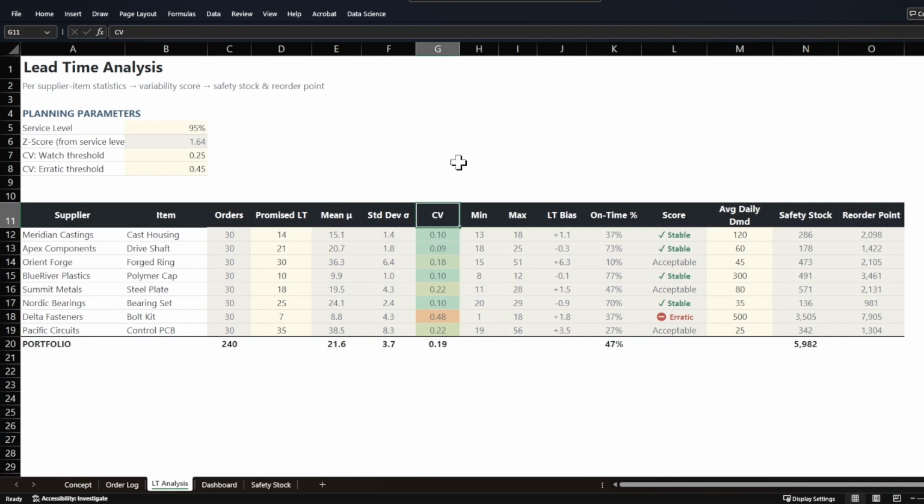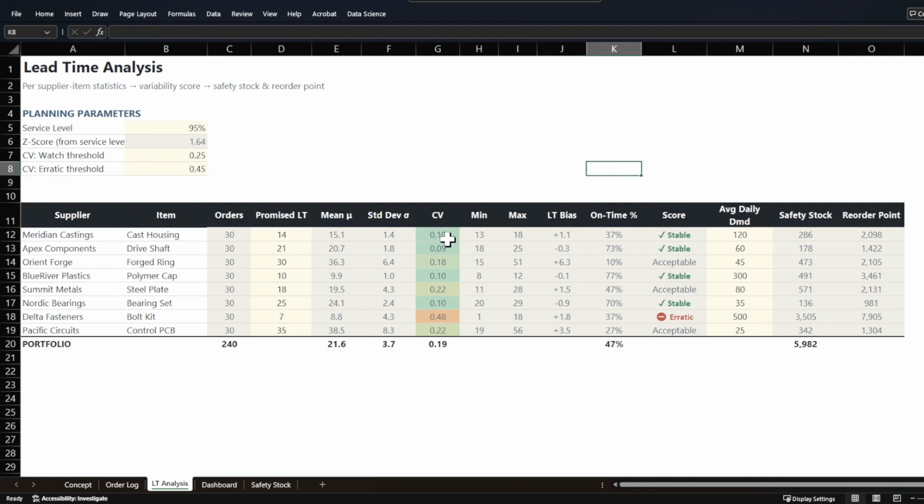Now we are calculating the CV. CV is nothing but the standard deviation divided by the mean. We are also calculating the minimum lead time and the maximum lead time, so that we can calculate the lead time bias as well. Apart from it, we are also automatically calculating the on time percentage from the order logs. Now we are giving the score for the supplier against this item by keeping these two thresholds. So what are these thresholds? There's a watch threshold if something is greater than 25%, and there is an erratic threshold where something is greater than 45%. And this we are talking about CV.